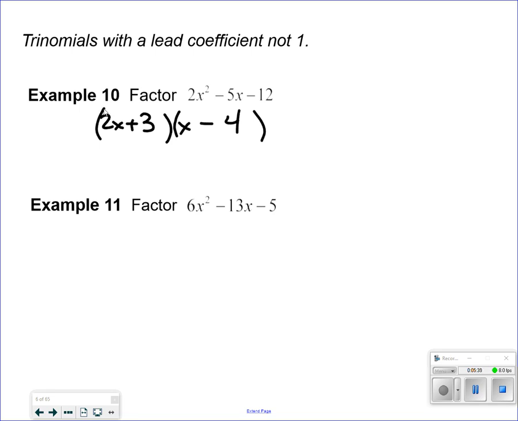So that's the guess. Here's the check. Multiply the inner, multiply the outer. If it adds up to the middle, you guessed right. That is one way, and that is called guess and check. I am going to do another way. This is very popular.